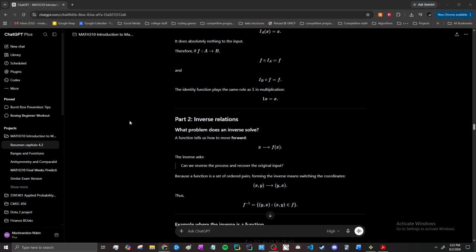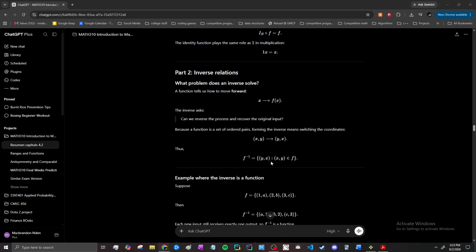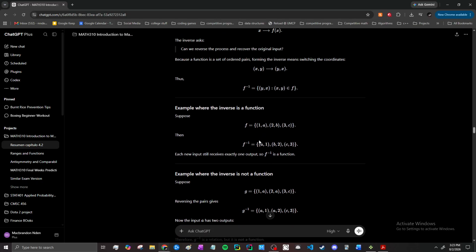Because a function is a set of ordered pairs, forming the inverse means switching the coordinates. Thus, the inverse of f is the set of (y, x) such that (x, y) is in f. Example, where the inverse is a function: each of the inputs will receive exactly one output. So, the inverse of f is a function.